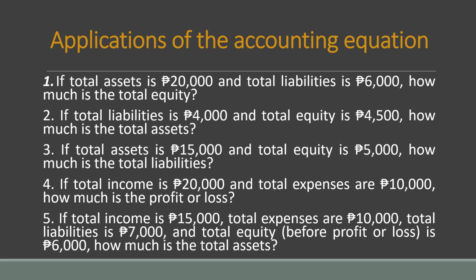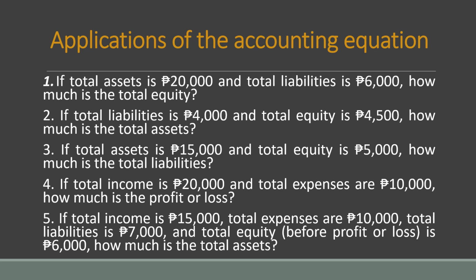So let's apply the accounting equations in certain cases. So first, question is, if total asset is 20,000 and total liabilities is 6,000, how much is the total equity? So remember that the formula is A is equals L plus E. Asset is equals liabilities plus equity. So for us to compute the total equity, we can deduct the total liabilities to the total assets. So 20,000 less 6,000, so the total equity is 14,000.